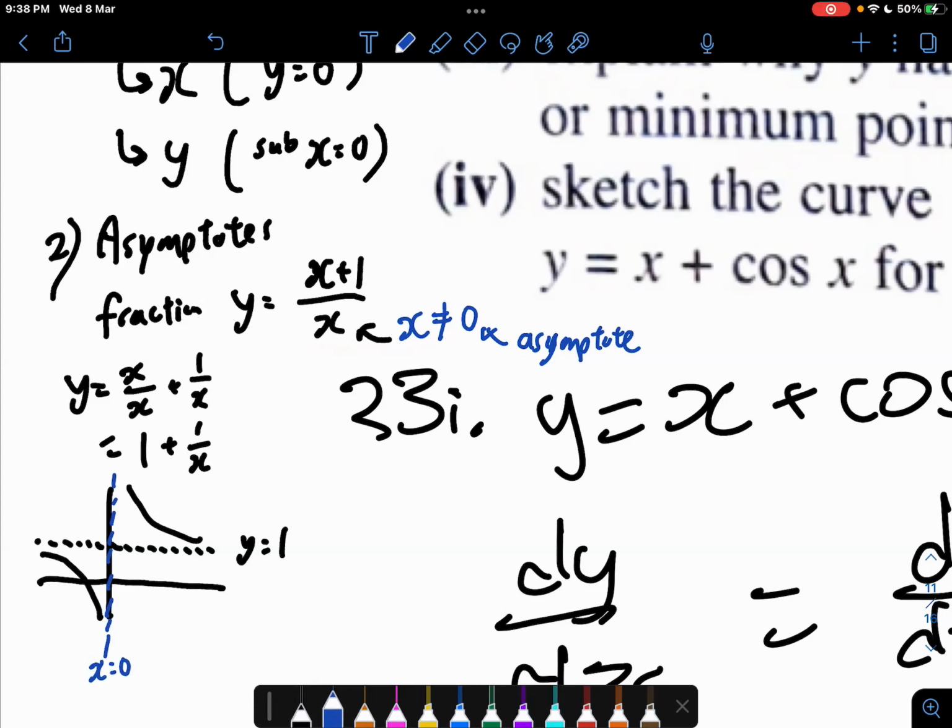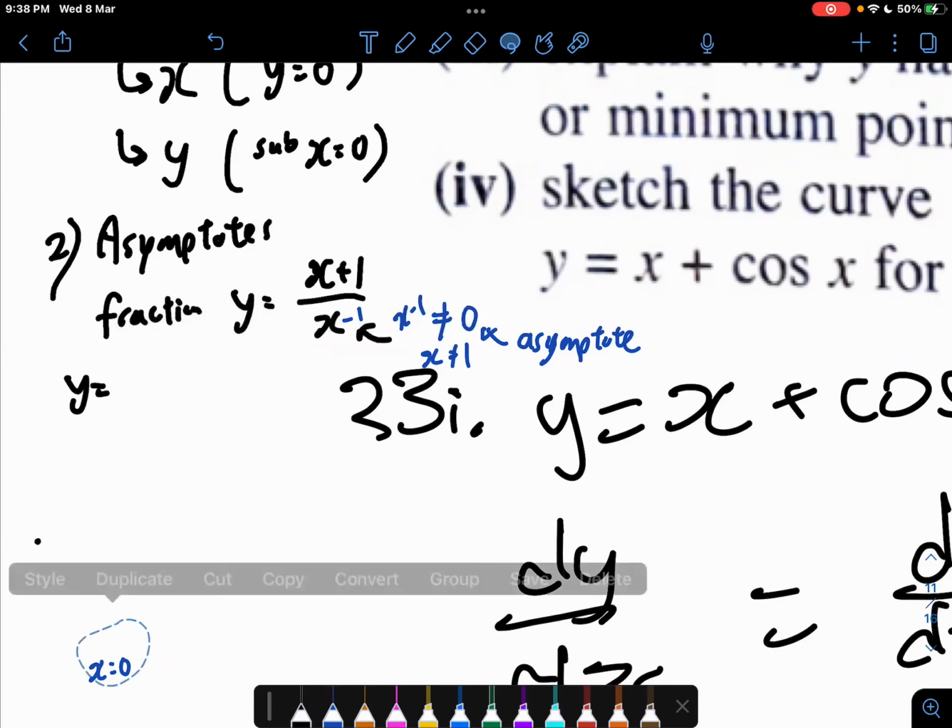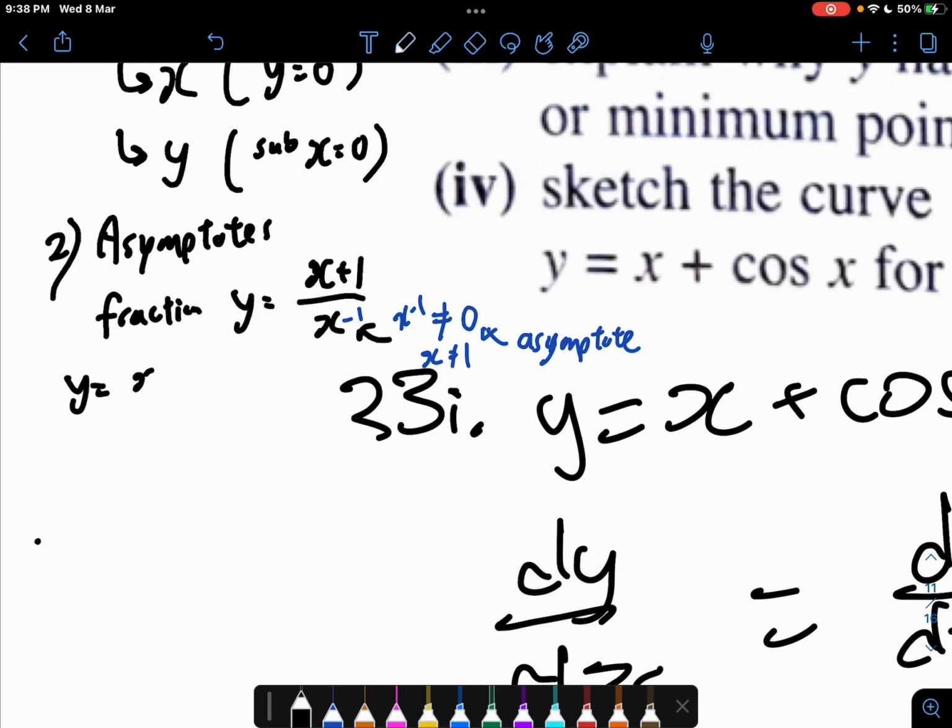Of course, if I modify this into x minus 1, then it will be x minus 1 not equal to 0, which means x not equal to 1 is the vertical asymptote. In that case, the graph will be quite different. Let me just do a quick sketch of that curve. x plus 1 over x minus 1. Wow, this is a bit challenging. Okay, not really. x plus 1 can be rewritten as x minus 1 plus 2, right?